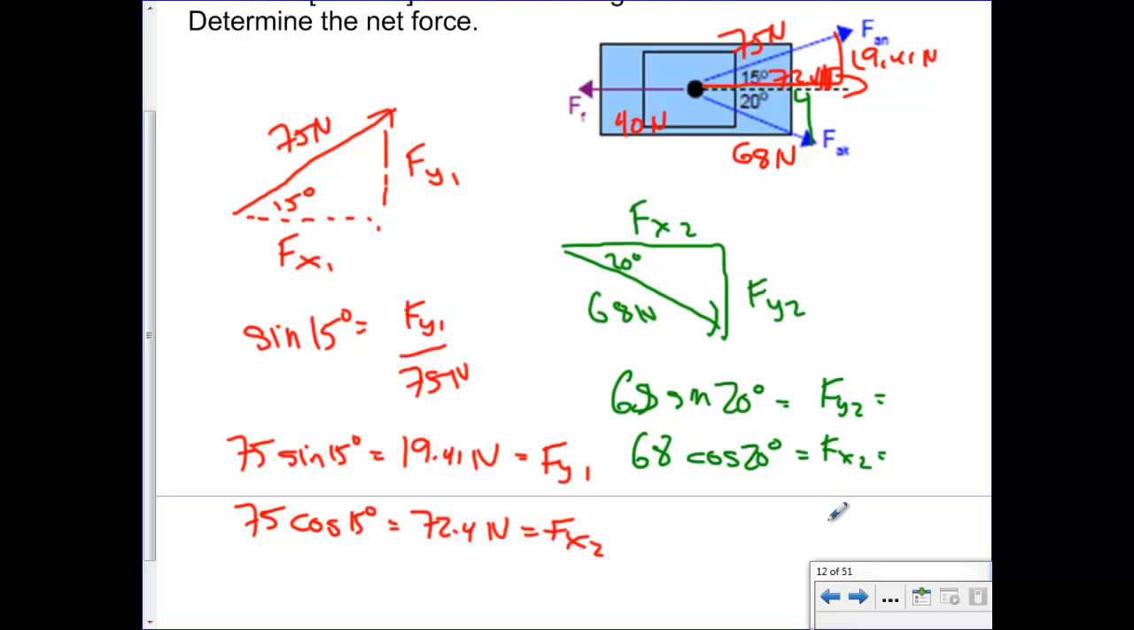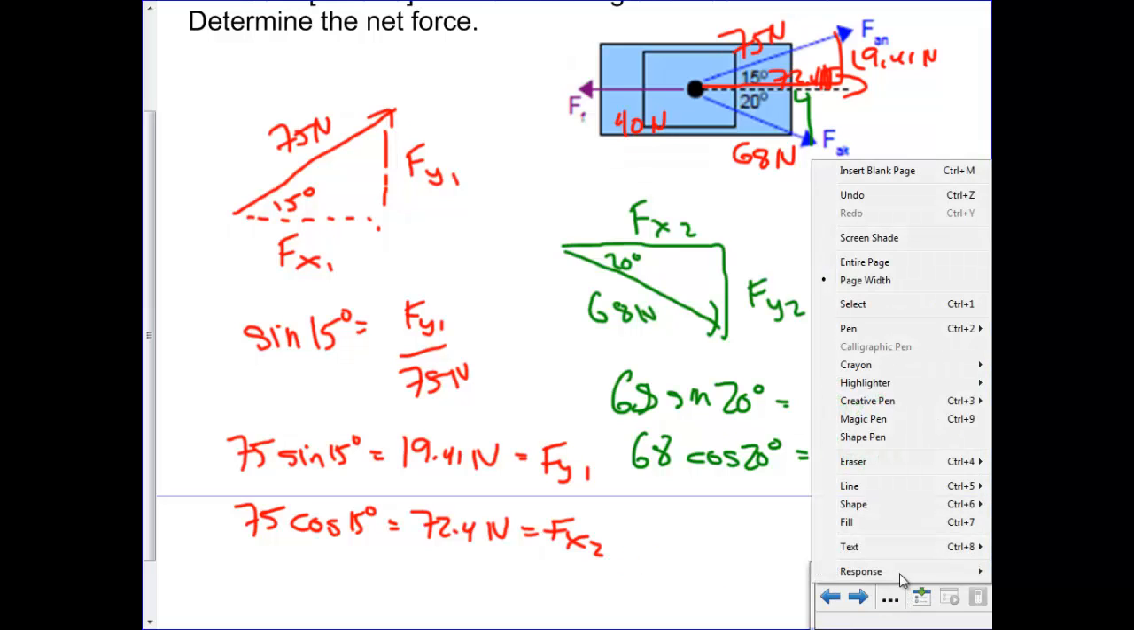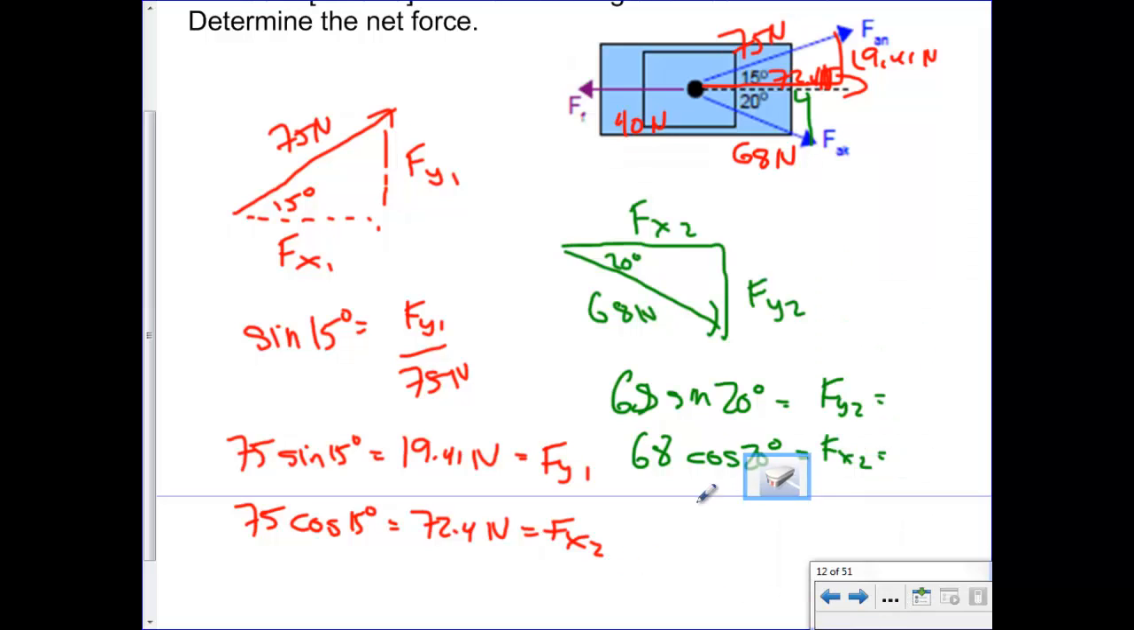Why is it FX on the bottom of the last one? Oh, sorry, you're right. That should have been Fx1. Thank you. Good catch. This guy right here, you're suggesting? That's the one I did wrong.